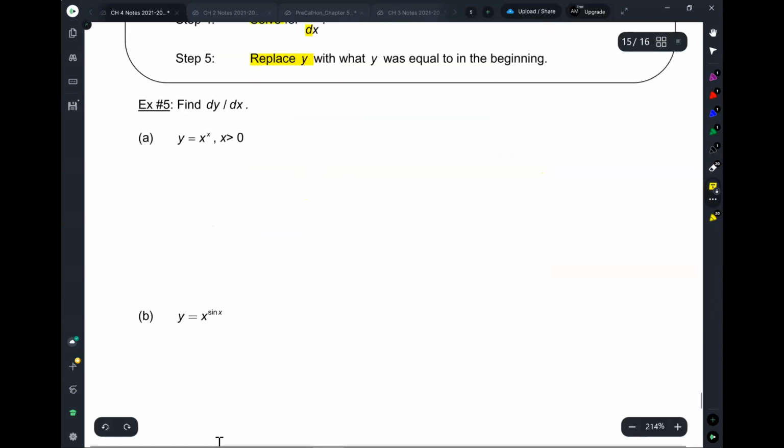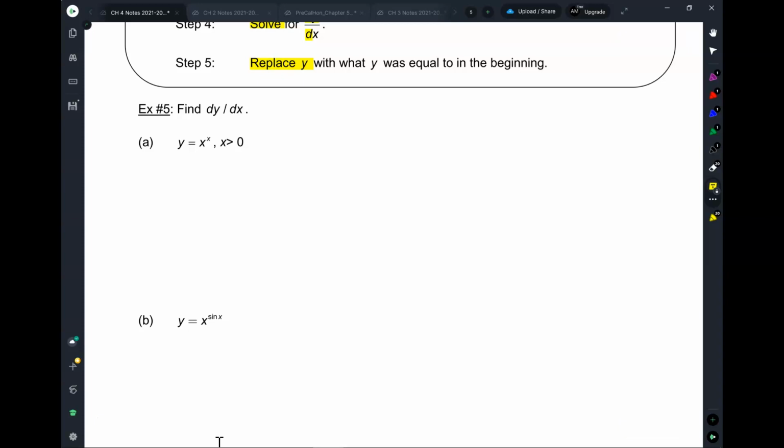So let's do this. We need to find the derivative of this, x to the x. First, we are going to take the ln of both sides.